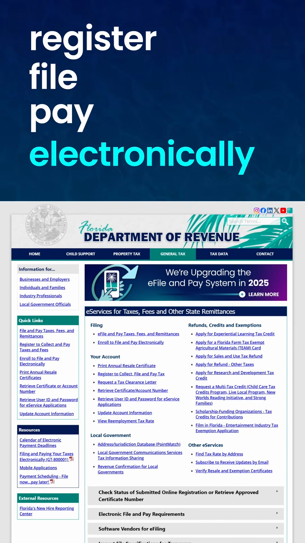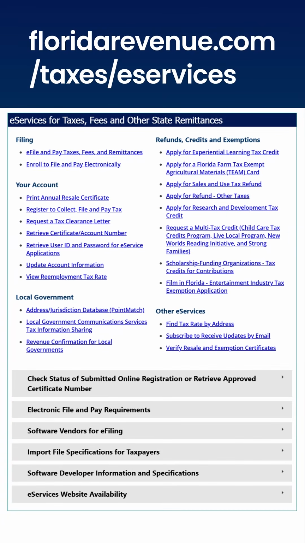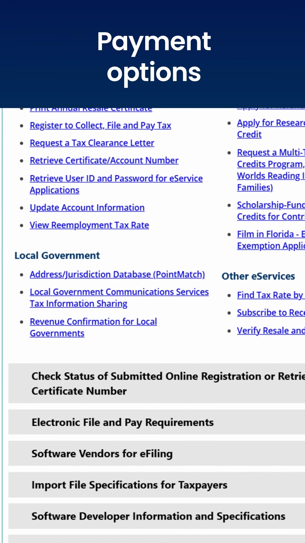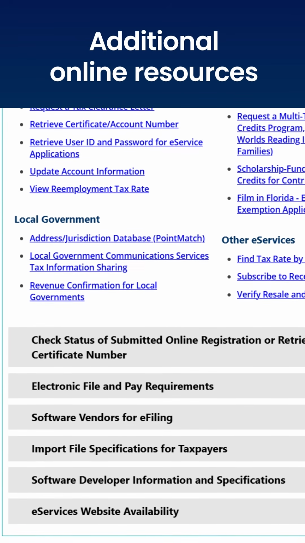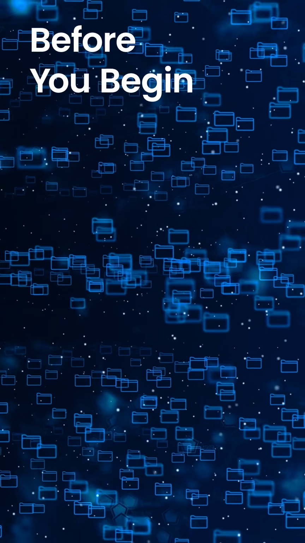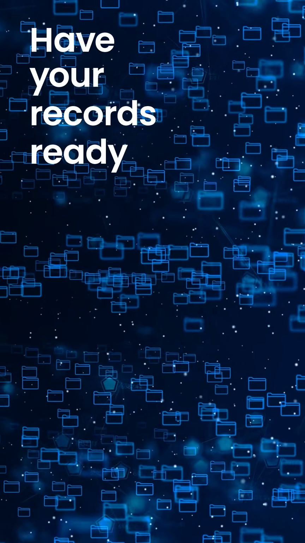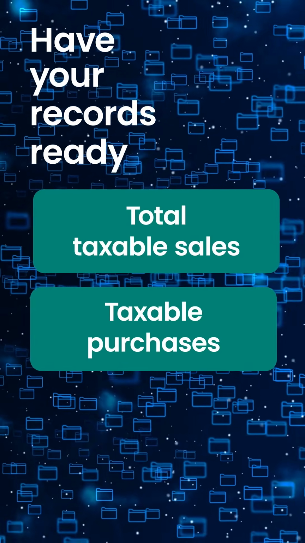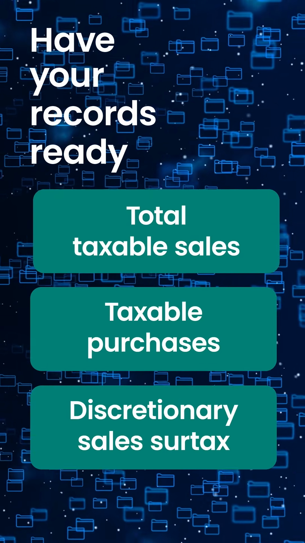To register, file, and pay taxes electronically, visit the department's e-services for taxes, fees, and other state remittances webpage at floridarevenue.com/taxes/e-services. The page provides access to electronic filing, payment options, enrollment instructions, and additional online resources. In order to file an accurate return and save yourself some time, have your records ready, including total taxable sales, any taxable purchases, and any local discretionary sales surtax you've collected.